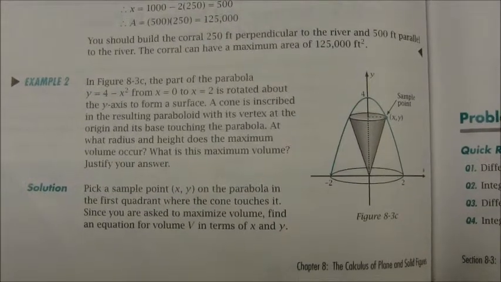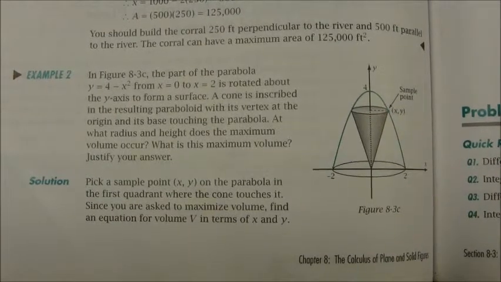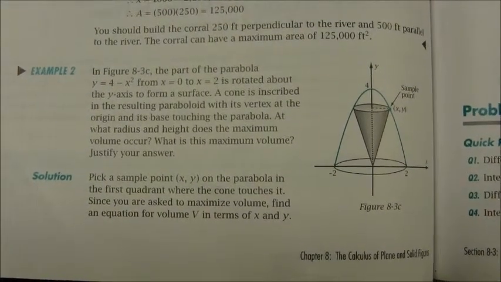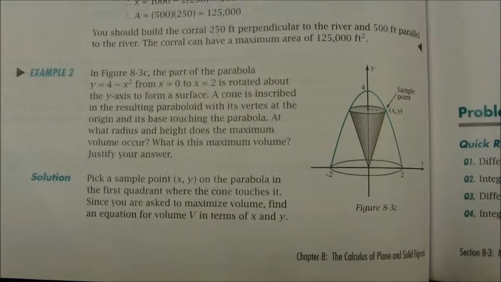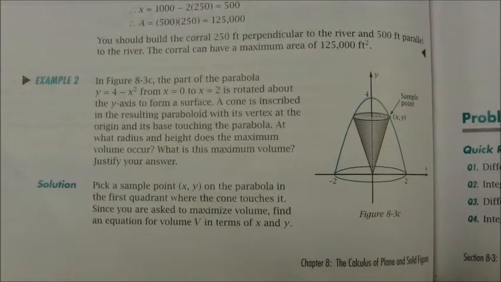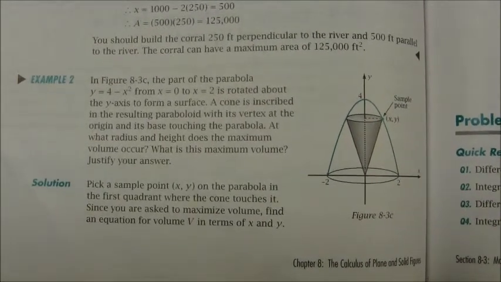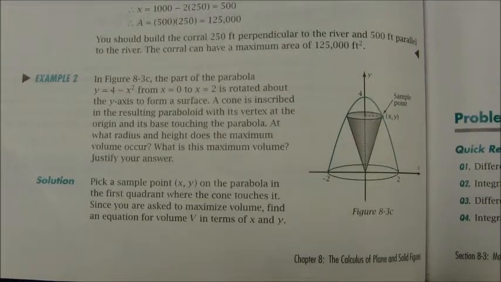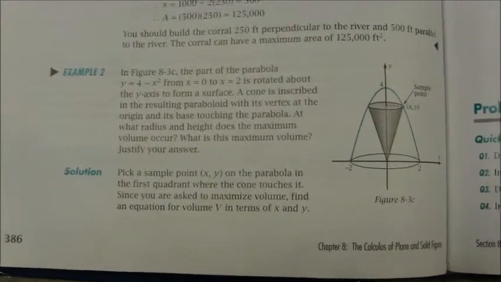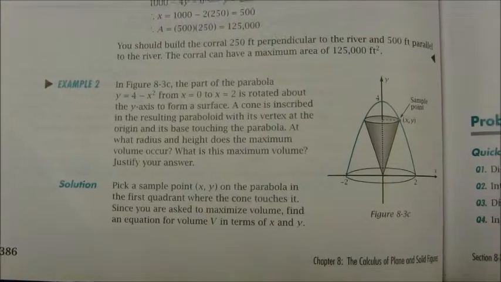Here's the second max-min example problem. This time you're given the graph of y equals 4 minus x squared, specifically between x values of 0 and 2, and you're creating a cone that fits into that graph, that's bounded by that graph. And the idea is that you want to find the maximum volume of a cone.